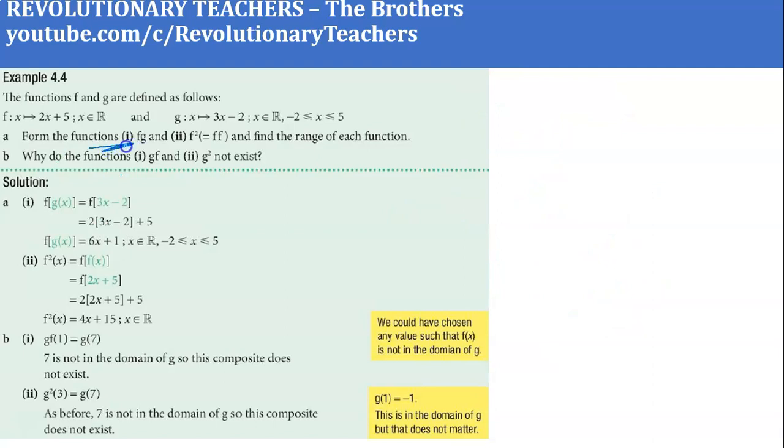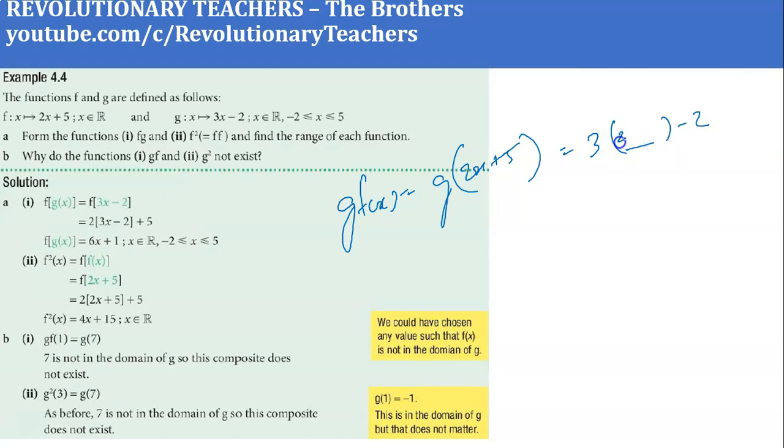Why do the functions g of f and g square not exist? Okay, very interesting question children. Suppose g of f(x) means what? Substitute f(x), that is 2x plus 5, in g. So I'll get 3 into x minus 2, and I'll substitute 2x plus 5. 3 times 2x is 6x, plus 3 times 5 is 15, minus 2. That is 6x plus 15 minus 2, which is 6x plus 13.